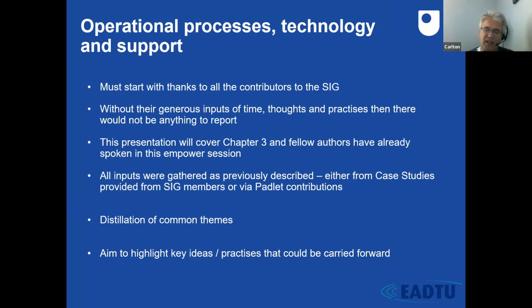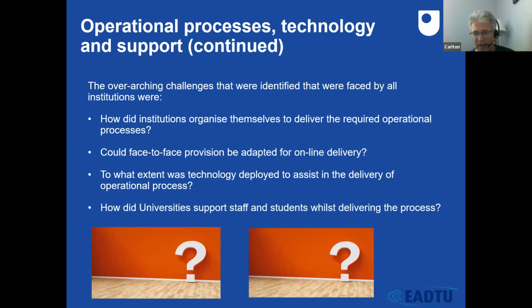And what we did is we distilled some of those common themes into the 4 themes that I mentioned. What we're going to try and do here is highlight some of the key ideas and practices that happened as a result of the pandemic, but also some of the things that we can carry forward. So in terms of operational processes and technology and support, there were 4 main areas that came up, and they're highlighted here in the bullet points.